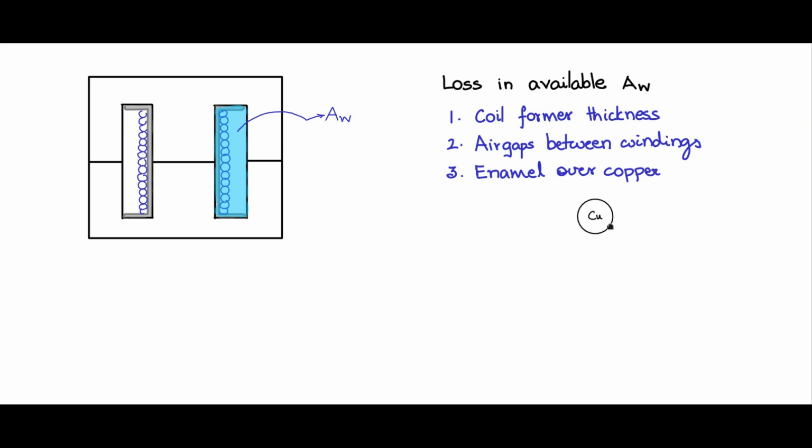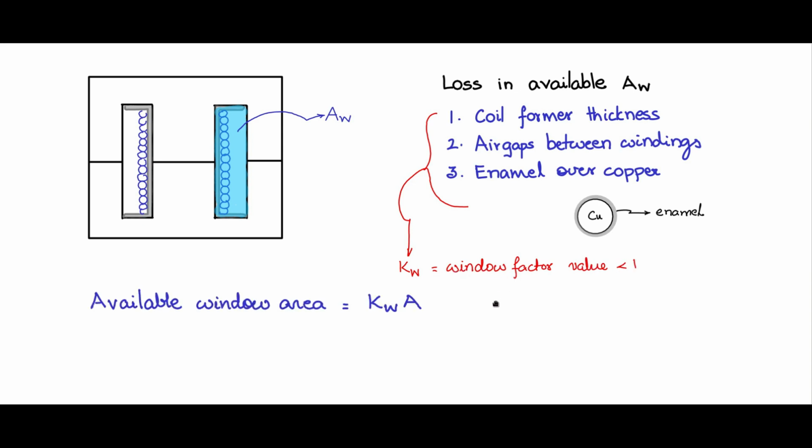So if this is the copper wire cross section, over that there is the enamel, such that there is insulation between two neighboring coils. There will not be a short circuit. But this enamel cover is going to eat up some portion of the window area. So now all these are going to reduce the window area by a factor called the window factor Kw. So this window factor Kw has a value less than 1, and the available window area can be written as Kw AW. And for the inductor, Kw is between 0.4 to 0.6.